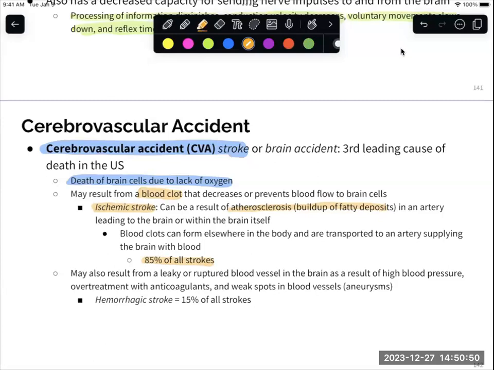It can also be from a leaky or ruptured blood vessel in the brain because of blood pressure that is too high. This is why it's important to monitor your blood pressure. Other causes are overtreatment with anticoagulants, so preventing blood from clotting, or just weak spots in blood vessels caused by an aneurysm. That is a hemorrhagic stroke. That is the rest of the other types of strokes.